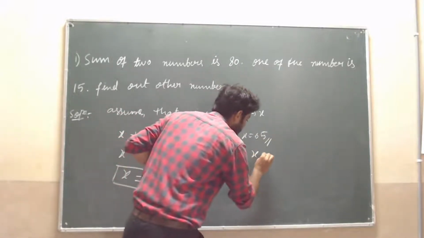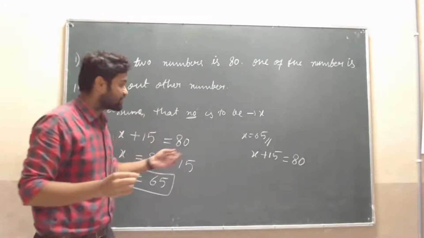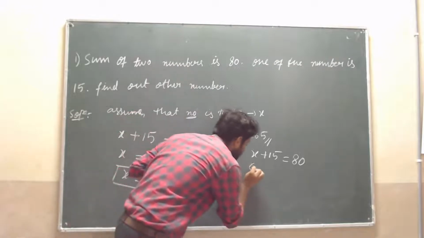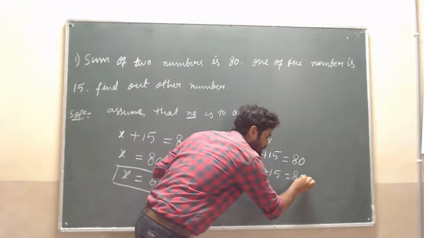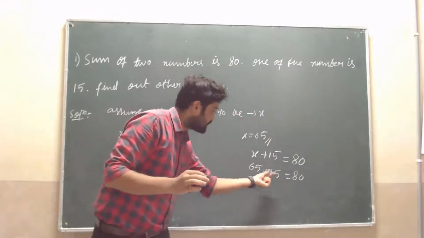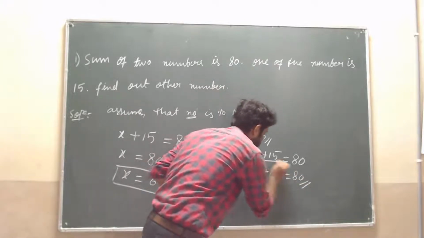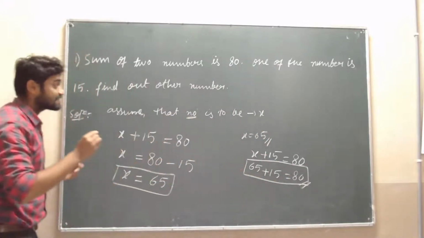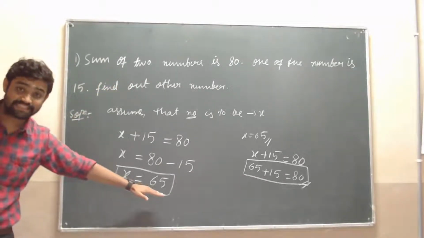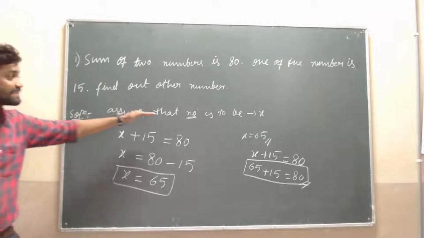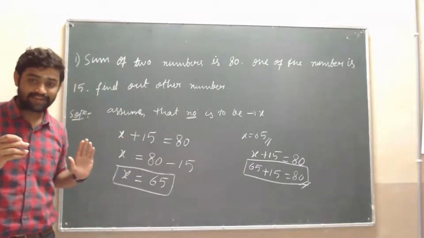Then x plus 15 is equal to 80. What is the value of x we have? 65 plus 15 is equal to 80. See here, 65 plus 15 is 80, which is the correct answer. Then our answer is also correct. Isn't it? Then what is the value of x here? That is 65. What is x? That is the number we have assumed. Are you getting my point?